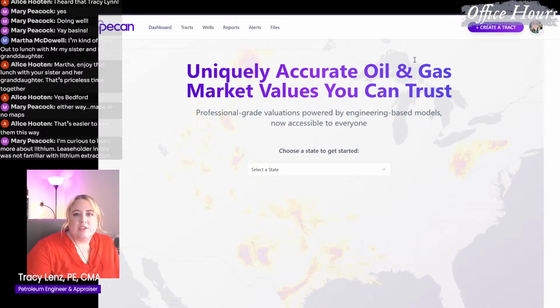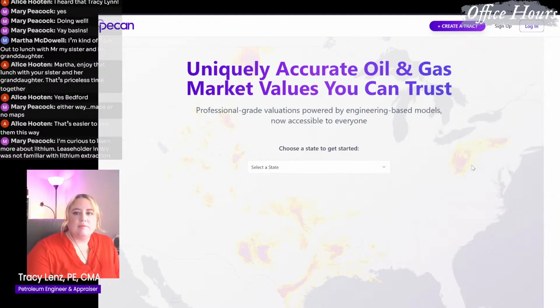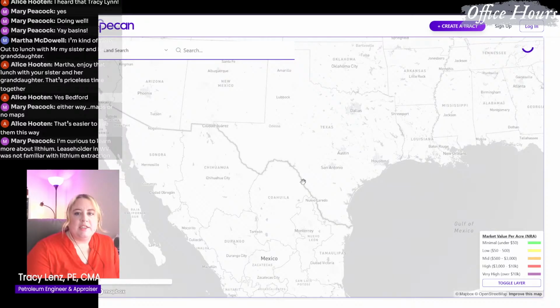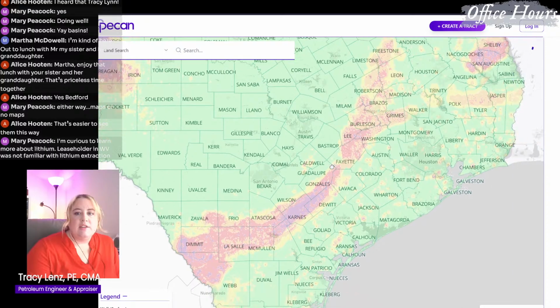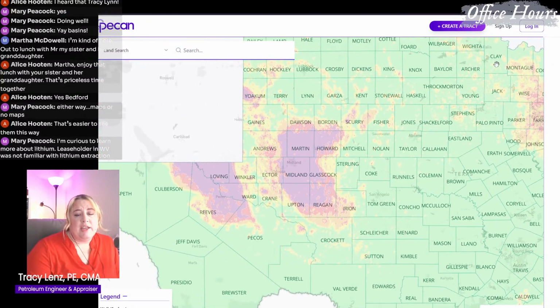But in order to just, like, I could be logged out on here. If I were to log out, I am now able to create a tract and I can poke around. I can see all the stuff on the map for free. I'm not even logged in. So this is all stuff that you can do without even getting a login or account.